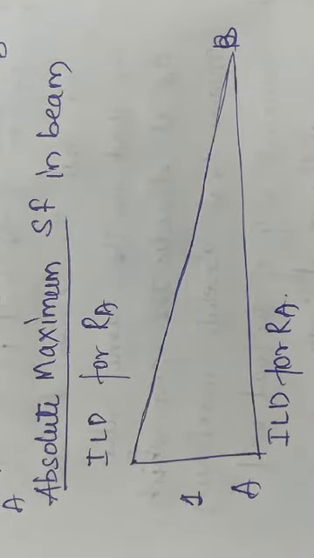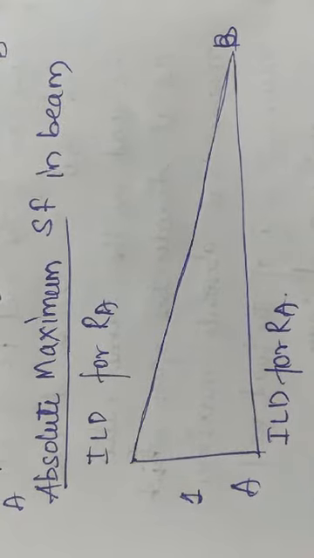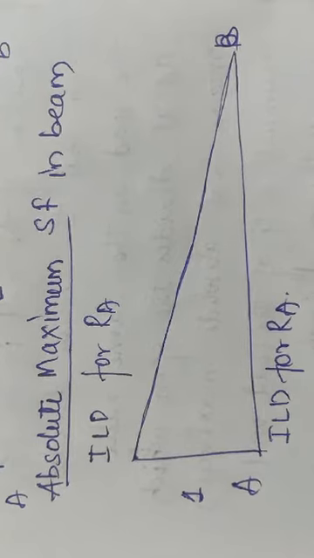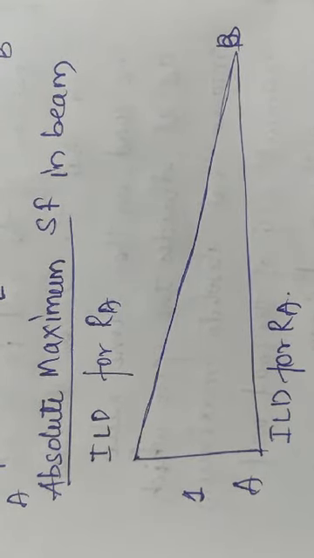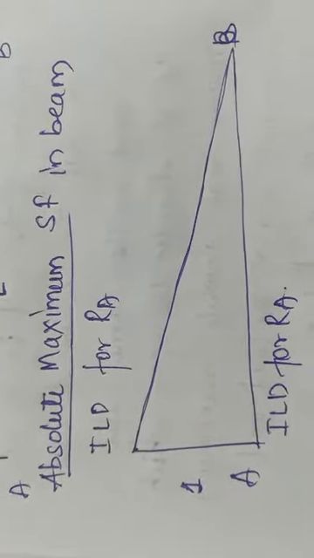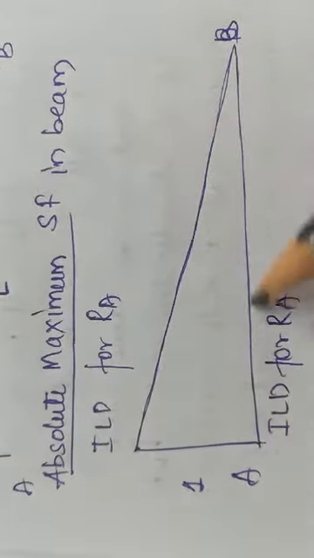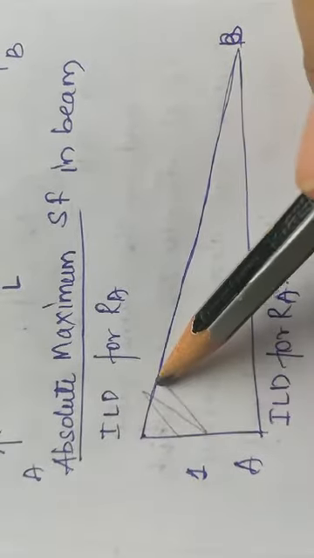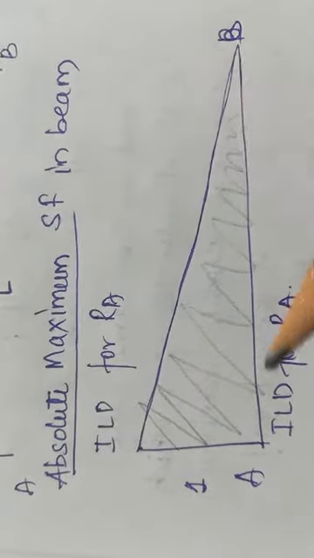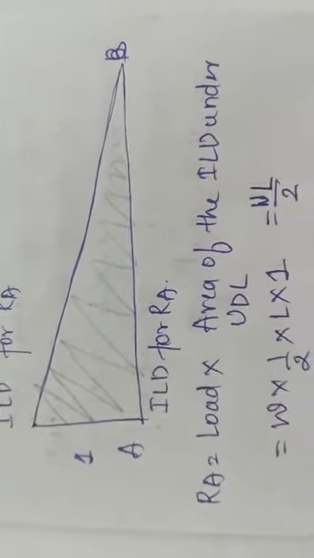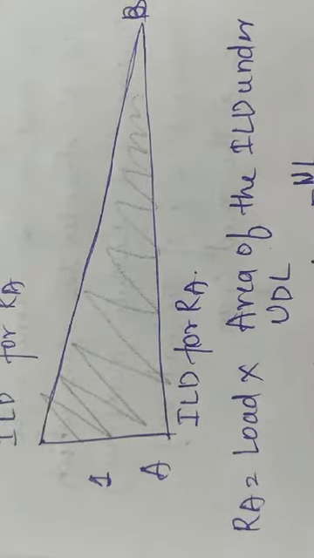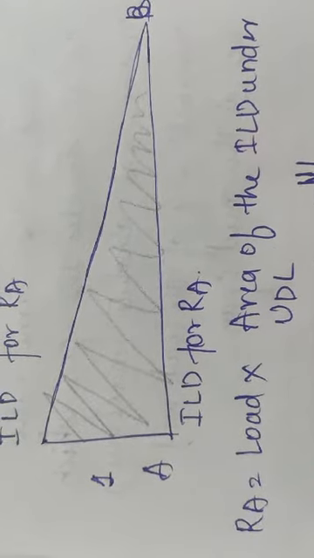Now, for this we have to calculate the value of reaction Ra. As we know, reaction Ra can be calculated as load multiplied by the area under the UDL. Since the UDL is covering the total beam, the area under the UDL will be this whole triangle. So Ra will be equal to load into the area of the influence line diagram under the UDL.